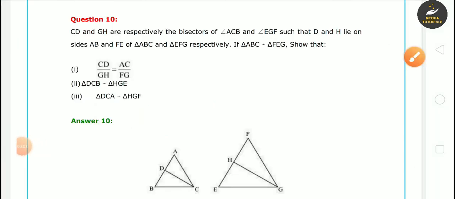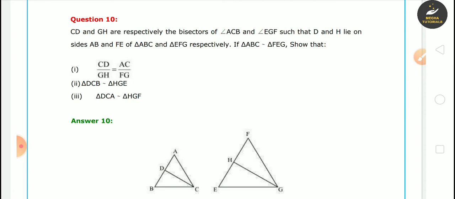Question 10. CD and GH are respectively the bisectors of angle ACB and angle EGF such that D and H lie on sides AB and FE of triangle ABC and triangle EFG respectively. If triangle ABC is similar with triangle FEG, then show that first, CD upon GH is equal to AC upon FG, second, triangle DCB and triangle HGE are similar, and third, triangle DCA is similar with triangle HGF.